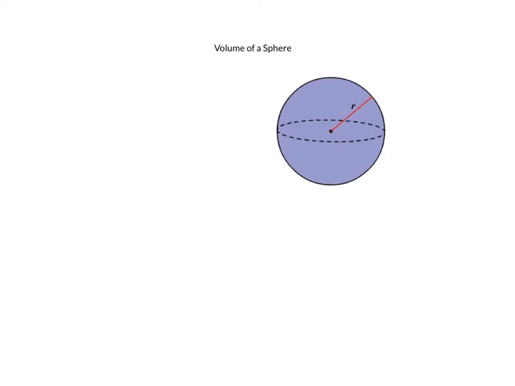The formula for the volume of a sphere is four over 3 pi times the radius cubed. And the radius is the distance from the centre of the sphere to any point on the outside surface. So the radius is marked here. This is a radius, this is a radius, and this is the radius. So we only need one dimension to work out the volume of a sphere.